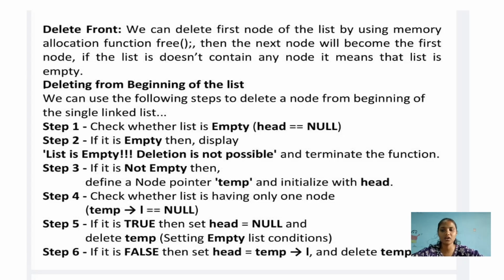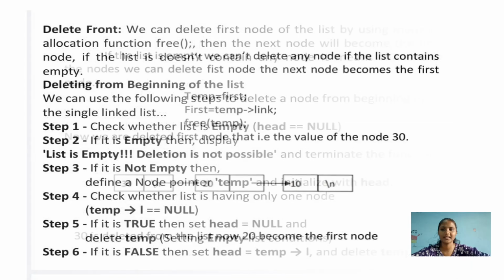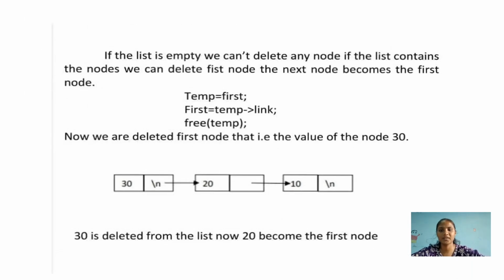Now, if the list is not empty, we need to set a pointer temp and initialize it with head. Now, set temp of link equals null. If temp of link equals null, the second node becomes the first node, and now we can free temp. Now the first node will be deleted. Here is the operation that we need to perform. Initially we initialize temp equals first, then first equals temp of link, then we free the temp value. Now the first node is deleted. According to the example, 30 is deleted, and now 20 becomes the first node.